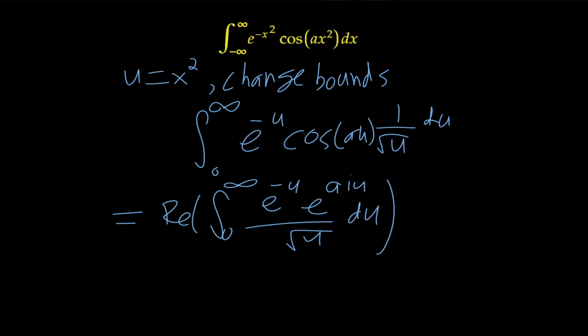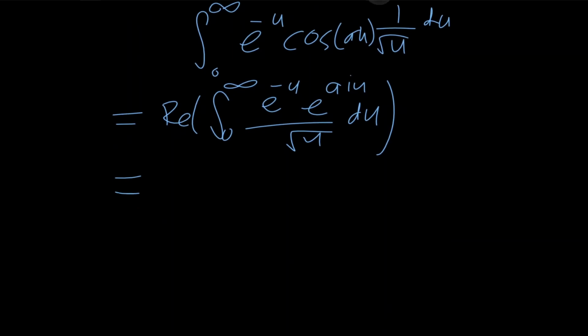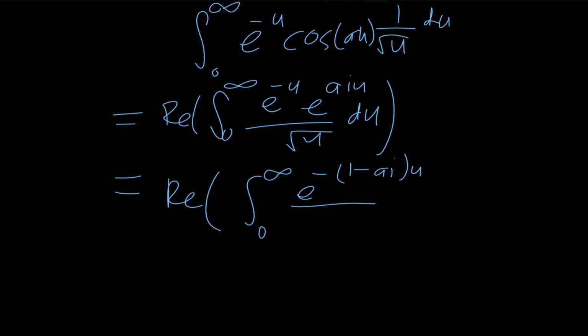But we can simplify this even further, just grouping our terms inside of that exponent. What we find is that this is just the real part again of the integral 0 to infinity. Again, that part's really not changing. And then just e to the minus (1 minus ai) u, over the square root of u. And then du.